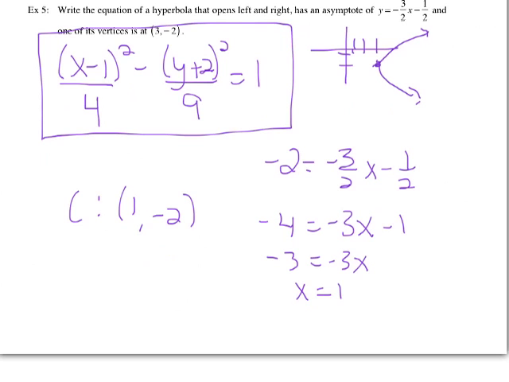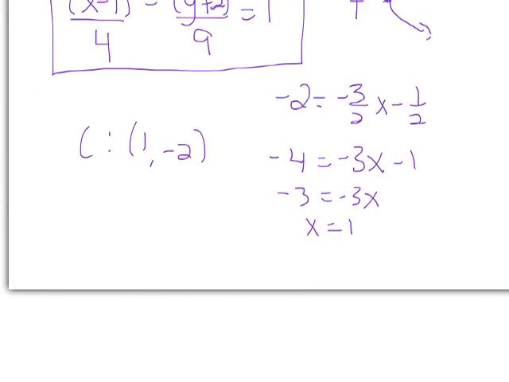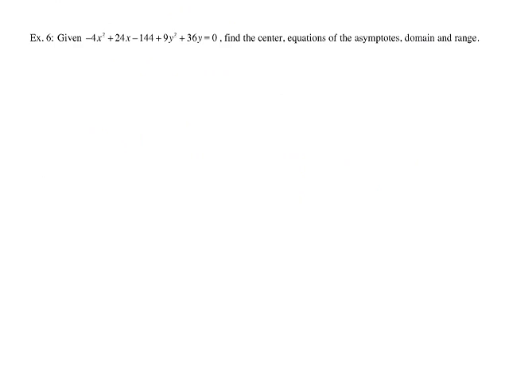Excellent. Okay, let's keep going. Okay, last problem. So it says find the center, equations of the asymptotes, domain, and range. So first thing I'm going to do is notice the fact that the x squared is the negative quantity. So the y squared is going to go first.